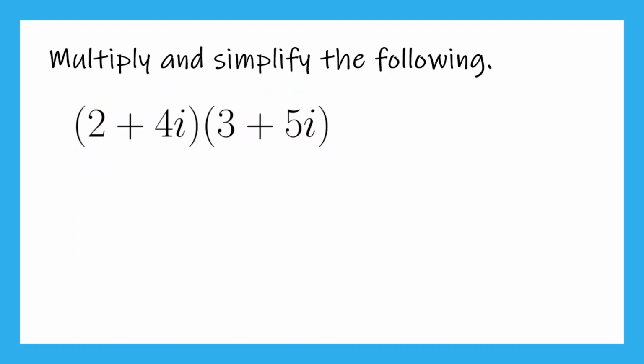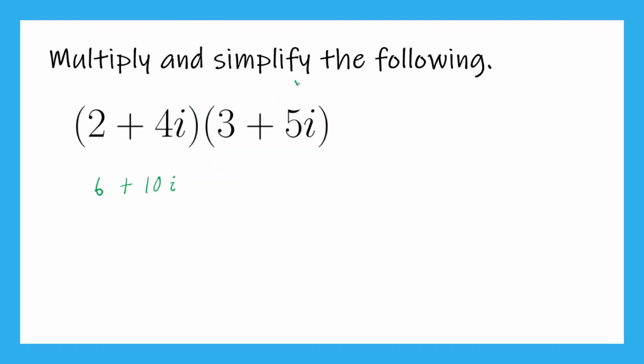We'll start with this 2 right here, and we'll multiply it by 3, and then we'll multiply it by 5i. So 2 times 3 we know is 6. We have 6 right here. And then 2 times 5i, well, 2 times 5 is 10. We still have i, so 6 plus 10i, just like that. Now let's do this 4i times everything in this second expression.